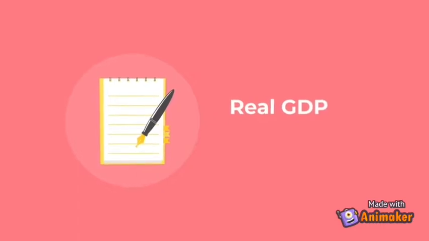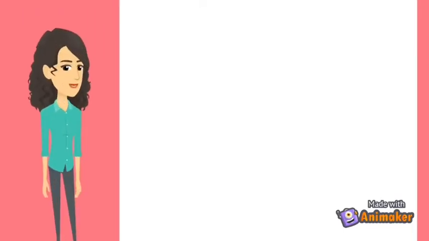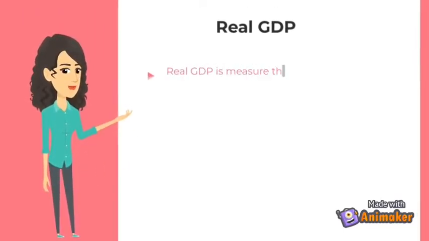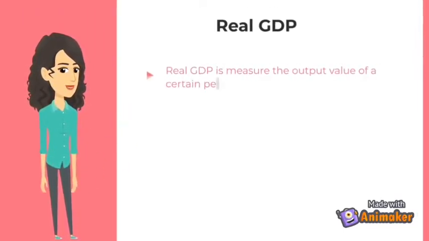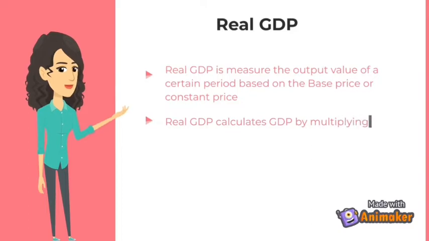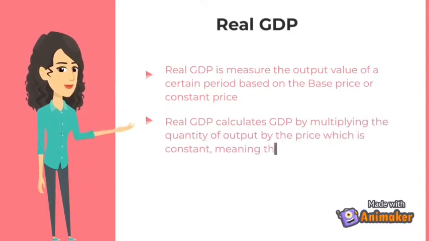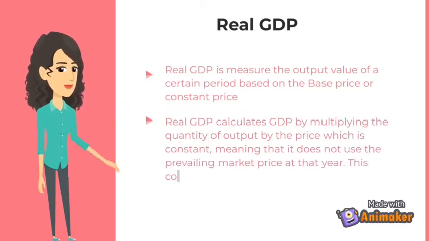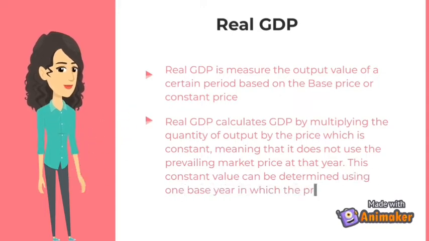Real GDP. Real GDP measures the output value of a certain period based on the base price or constant price. Real GDP calculates GDP by multiplying the quantity of output by the price, which is constant, meaning that it does not use the prevailing market price of that year. This constant value can be determined using one base year in which the price is used as a reference.